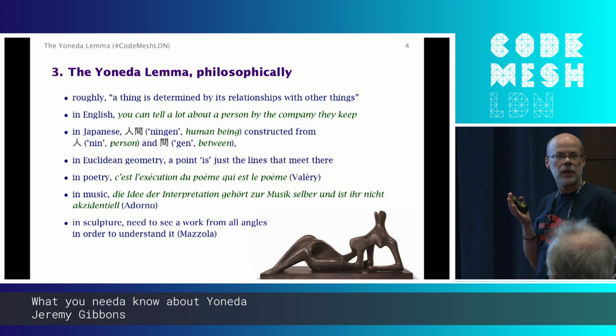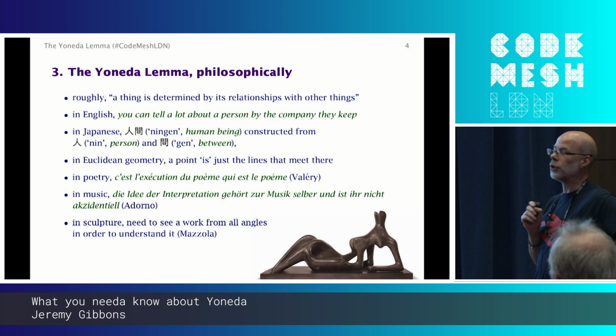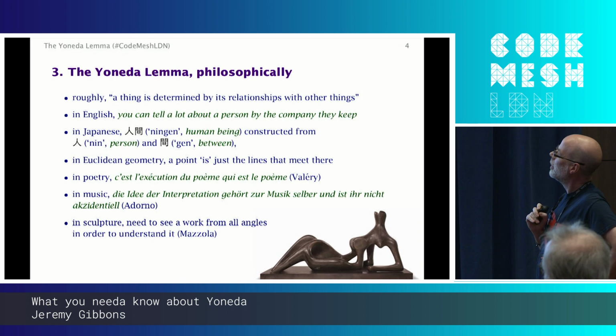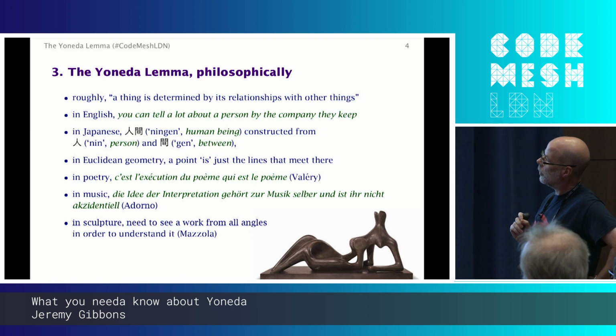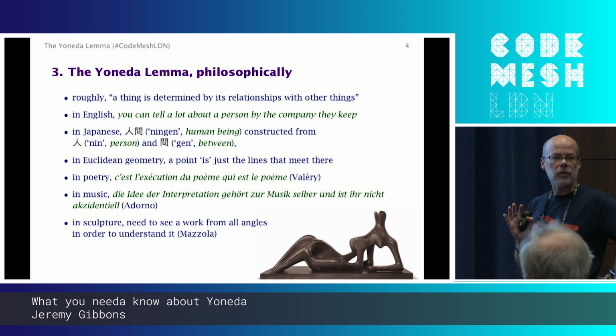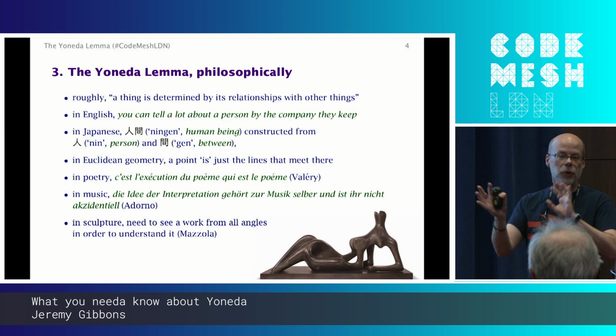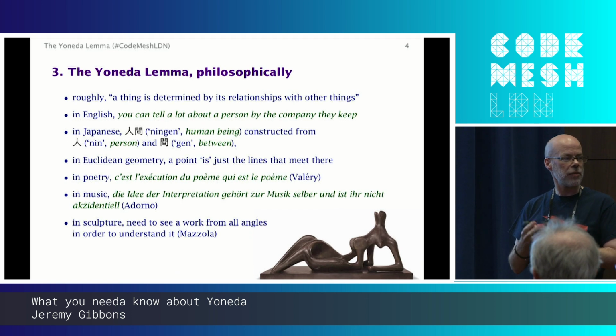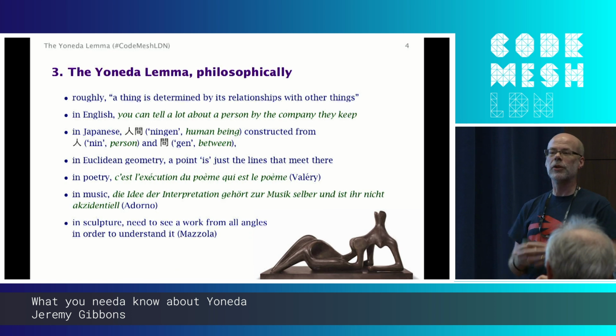In Japanese, the word for human being is these two symbols. I don't speak Japanese, I got this from somebody else. But I understand that the word for human being is these two symbols, nin-gen. Nin means person, and gen means between. And what it is to be a human being is the relationships between people. So embodied in the Japanese word for human being is the Yoneda Lemma, if you like.